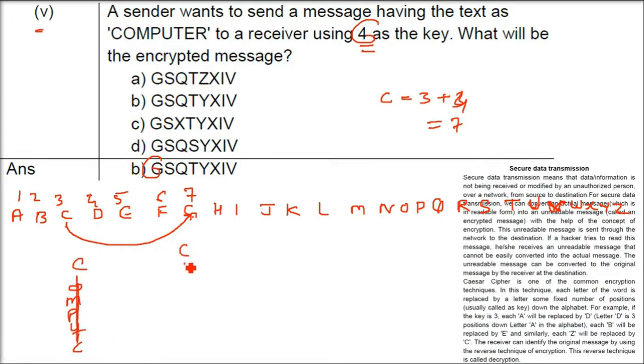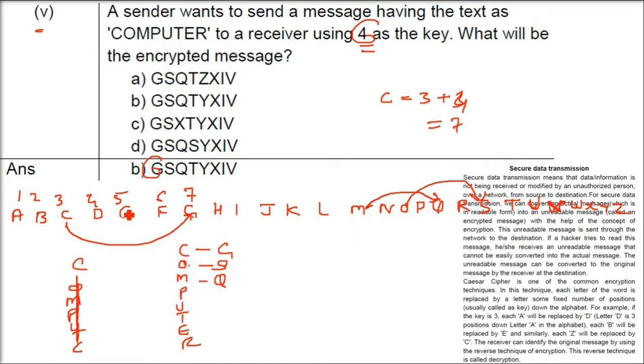Let me write it here. Computer. COMPUTER. And if you see, we have just converted C to G. Now coming to O. Wherever O is there, just leave 3 after it and it will go to S. PQR we have left. M, leave 3, NOP we have left, it's Q now.